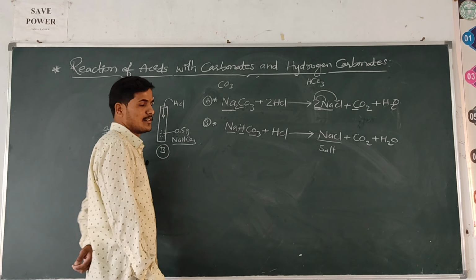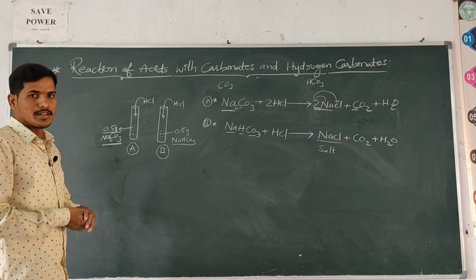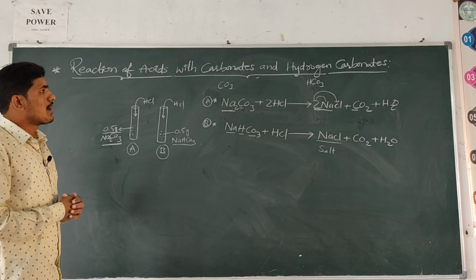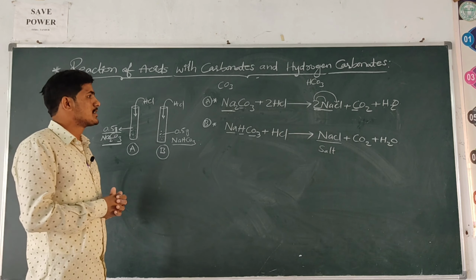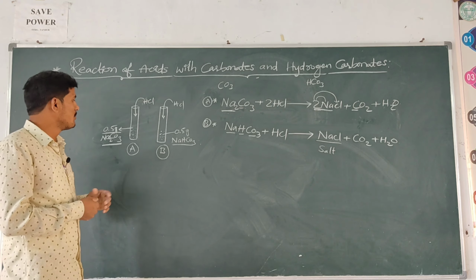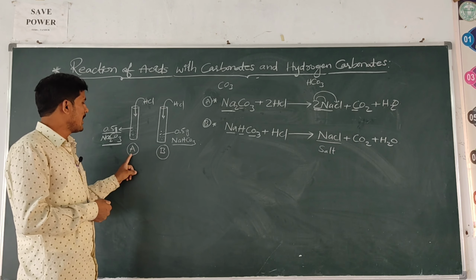Okay, once again, dear students, listen carefully. Reaction of acids with carbonates and hydrogen carbonates. In that, take 2 test tubes. In the first one, label them A and B.